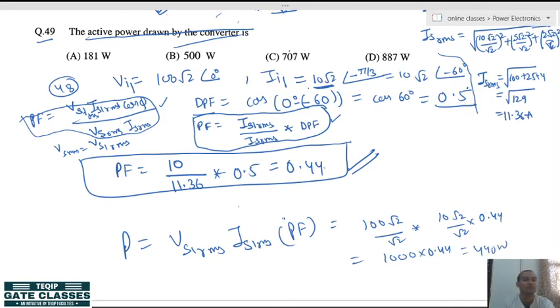But if you want to neglect the power factor and take only the displacement factor, just take cos phi. So if you take cos phi, Vs RMS into IS1 RMS into cos phi, it will be 100 into 10 into 0.5. It means it will be 500 watts. So it means option B is correct.